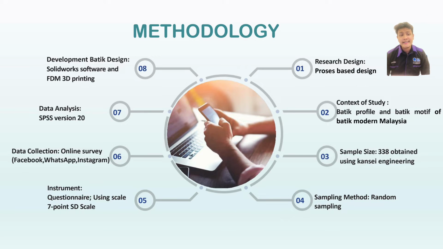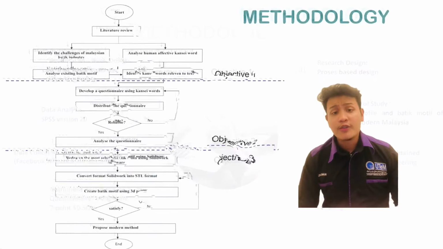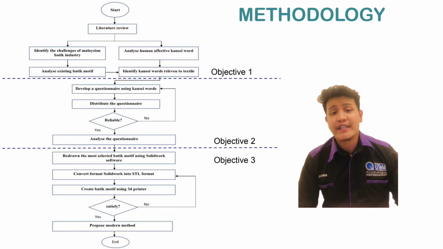For data analysis, we use SPSS version 20. And the last one is the development of Batik design, where we use SolidWorks software and FDM 3D printing. So we go through to the flow chart.